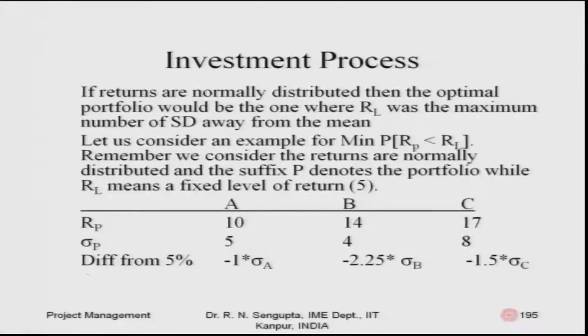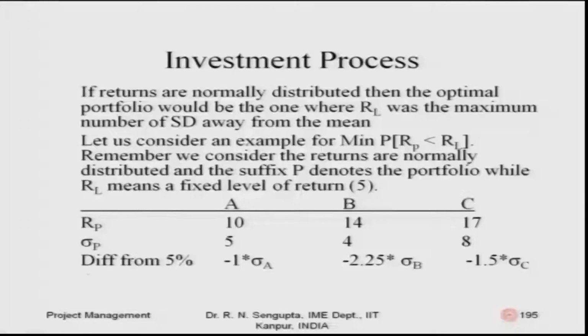So, if returns are normally distributed, then the optimal portfolio for the project would be the one where RL was the maximum number of times standard deviation away from the mean. So, how many times it is away, either to the right or to the left, of the standard deviation, which is sigma, is of more importance to us. So, let us consider an example.